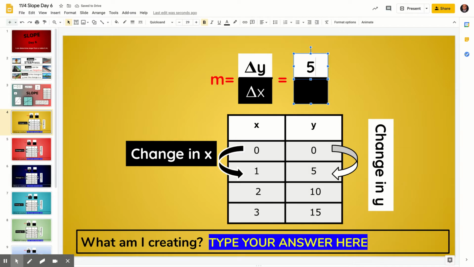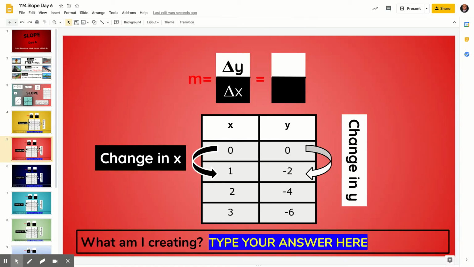If I asked you, how do you find the change in x, and you told me 0 plus 1 makes 1, you would be correct. So your slope would be 5 over 1. With that being said, you're going to follow the same skills and do the same thing for the next table.